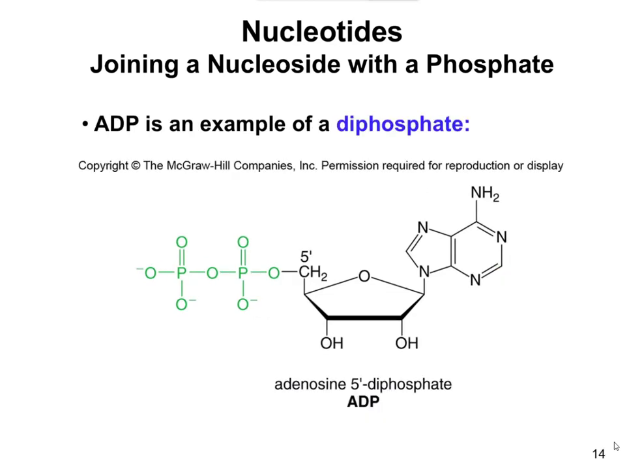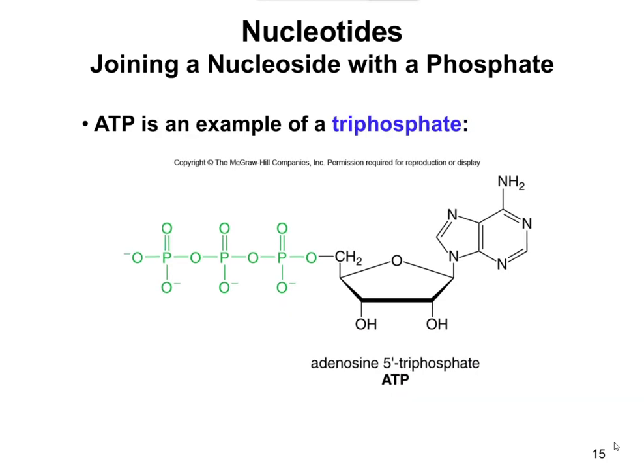Here's an example of a diphosphate, so ADP. Notice this time there's no lowercase d in front of the A, and that's because you do have an OH here on carbon 2. And this one again shows you have two phosphates linked together here. So this would be ADP. And then finally this one here is ATP, where you have three phosphates linked together.